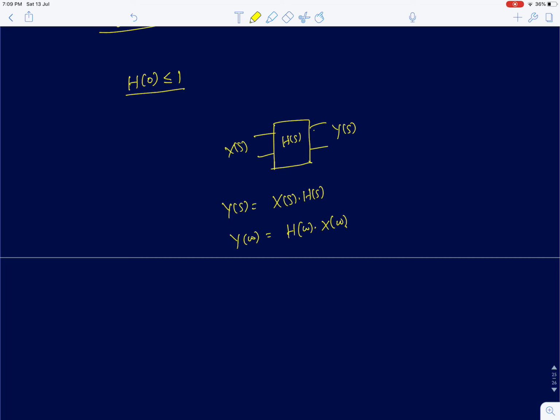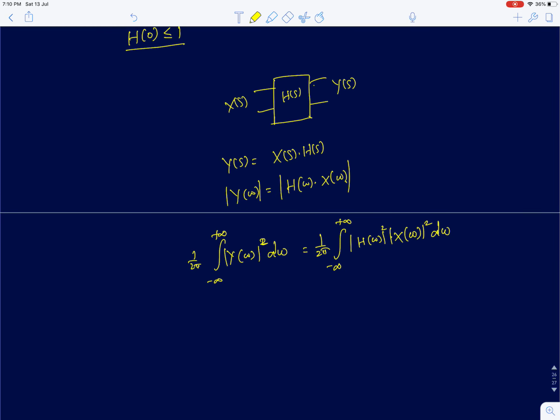Now we know that if I take the modulus of this and square it, okay, and compute this integral, there is a factor 1 by 2 pi, I am going to get the energy at the output. So then I am going to write it as mod of h of omega whole square into d omega. This is the result I get.